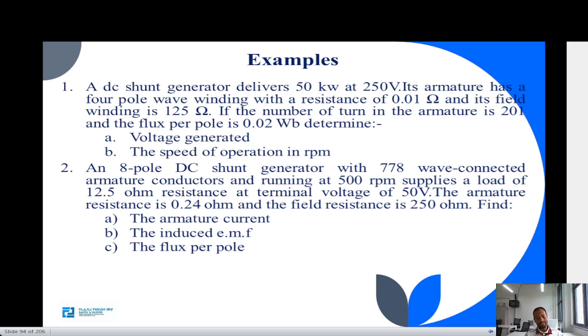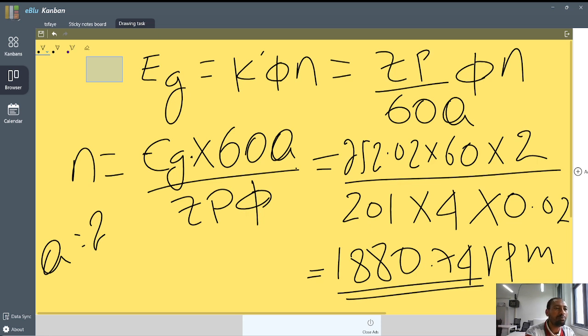And let us come to the second example. It's almost more or less the same. An 8-pole DC shunt generator with 778 wave-connected armature conductors, running at 500 RPM, supplies a load of 12.5 ohm resistor at a terminal voltage of 50 volt. The armature resistance is 0.24 ohm and the field resistance is 250 ohm. Find armature current, induced EMF, and flux per pole. It's almost similar to the previous one.